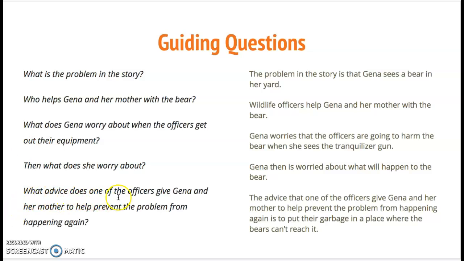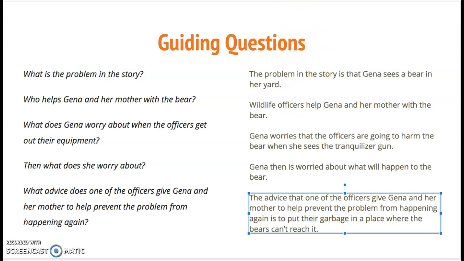What advice does one of the officers give Jenna and her mother to help prevent the problem from happening again? The advice that one of the officers gives Jenna and her mother to help prevent the problem from happening again is to put their garbage in a place where the bears can't reach it. So as you can see, I have used part of the question in every single one of my answers. That is a complete sentence with a complete answer, using the question in the answer.